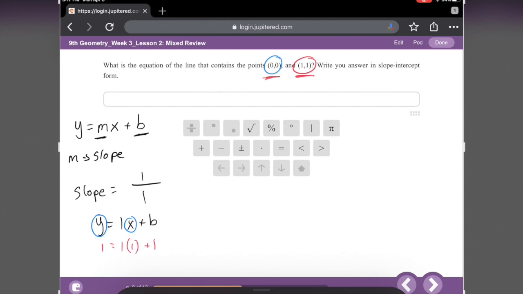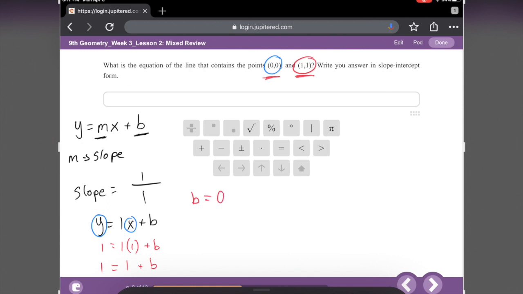Okay, and then I'm just going to rewrite the problem, rewriting b in there. So now the goal is to solve for b. 1 times 1 is 1, and so now the equation reads 1 equals 1 plus b. So I can take away 1 from both sides, and I should have that b equals 0.